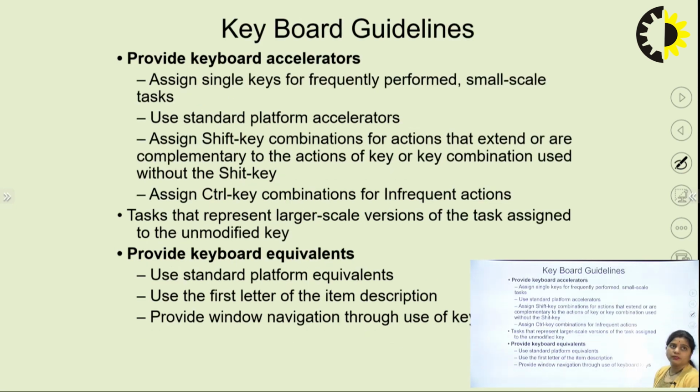These are some keyboard guidelines: provide keyboard accelerators and provide keyboard equivalents. For keyboard equivalents, we have to use the standard platform equivalents and use the first letter of the item descriptions. Window navigation we have to provide through the use of keyboard keys. For keyboard accelerators, you have to assign shift plus key combinations for actions that extend or complement the actions of keys, or key combinations which are used without the shift key. Assign control key combinations for infrequent actions. So these are some keyboard guidelines which we must know before using the keyboard.